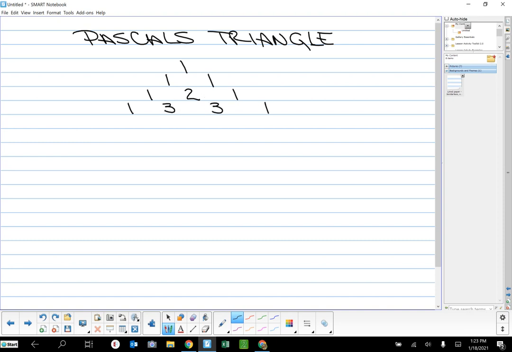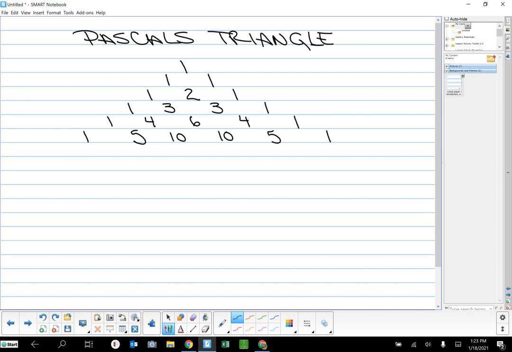And then a 1. So we get a 1. 1 plus 3 is 4. 3 plus 3 is 6. 3 plus 1 is 4. Then a 1 on the outside. 1 on the outside. 1 plus 4 is 5. 4 plus 6 is 10. 6 plus 4 is 10. 4 plus 1 is 5.